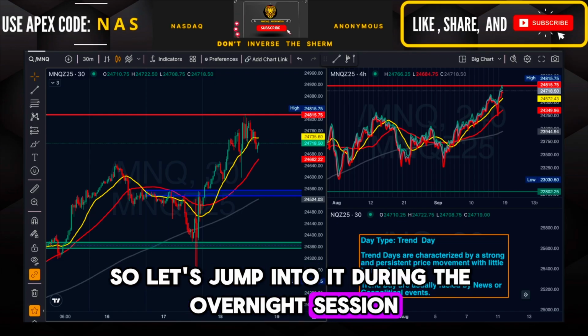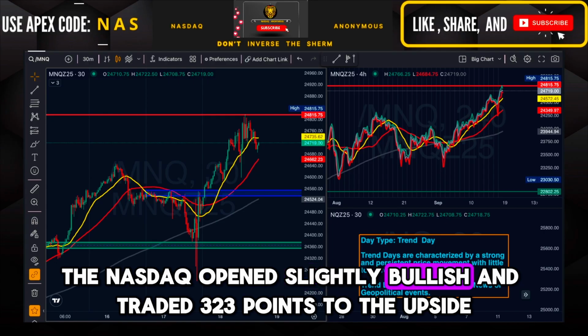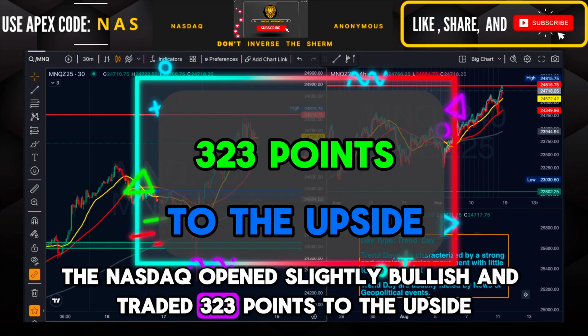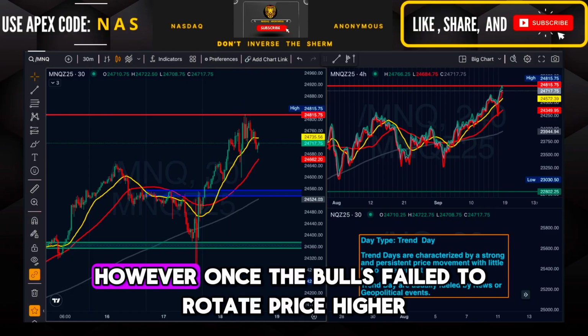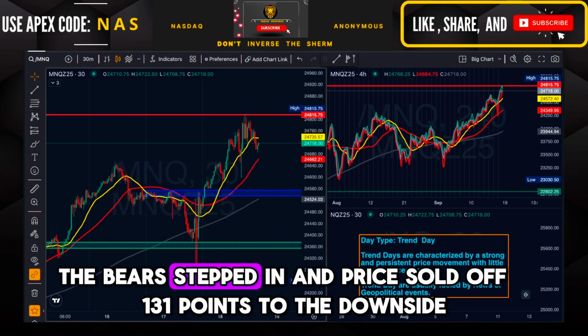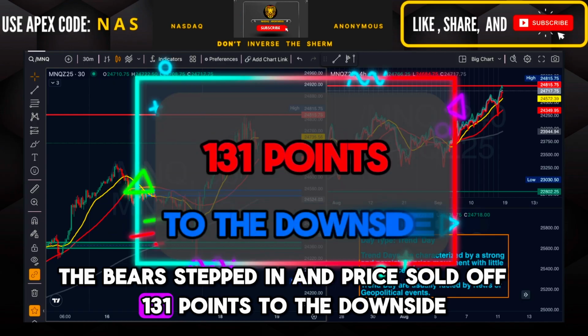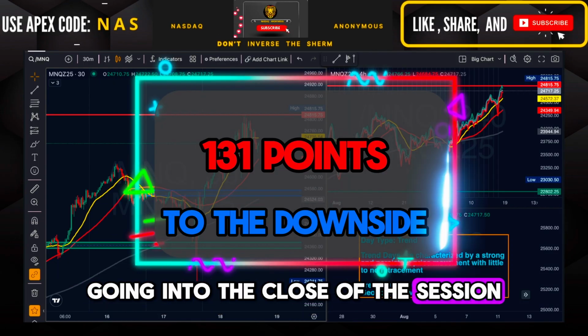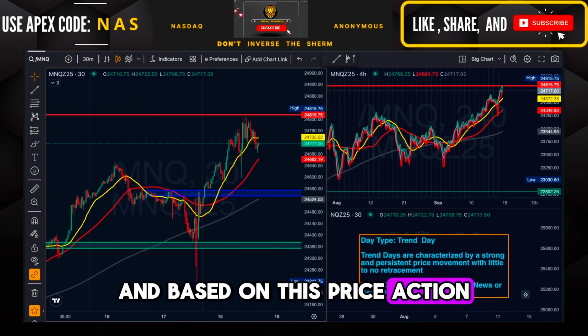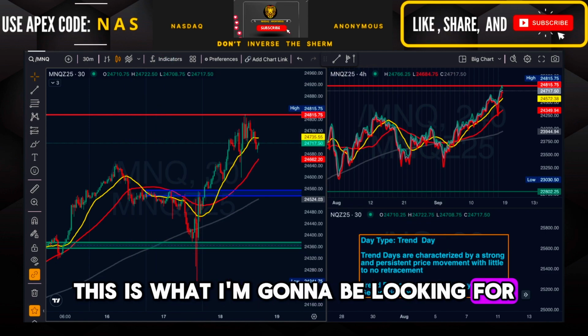During the overnight session, the Nasdaq opened slightly bullish and traded 323 points to the upside into an area of resistance. However, once the bulls failed to rotate price higher, the bears stepped in and price sold off 131 points to the downside going into the close of the session. Based on this price action, this is what I'm going to be looking for.